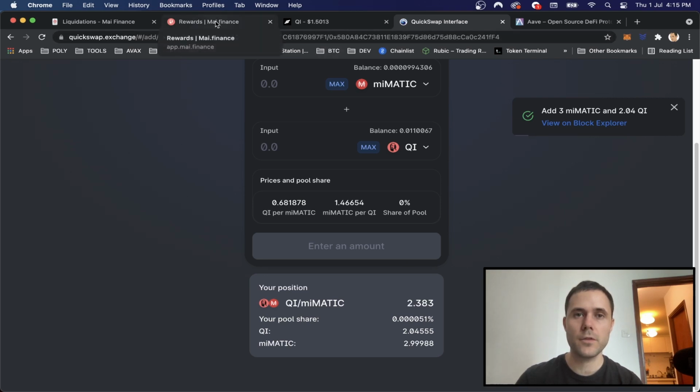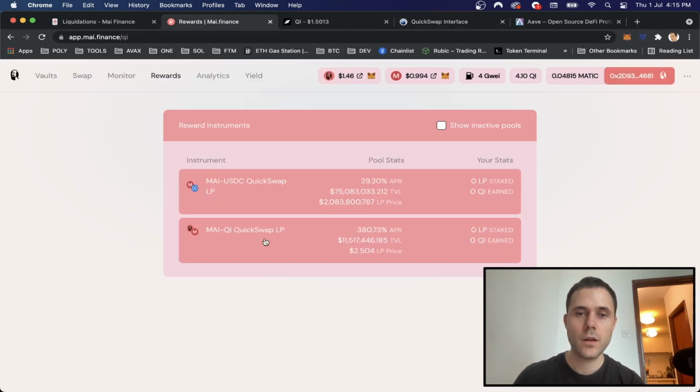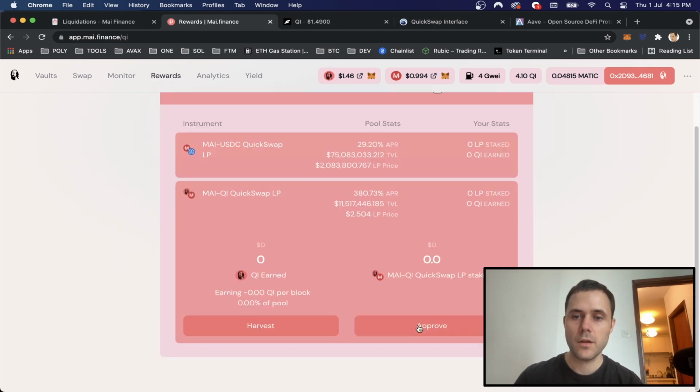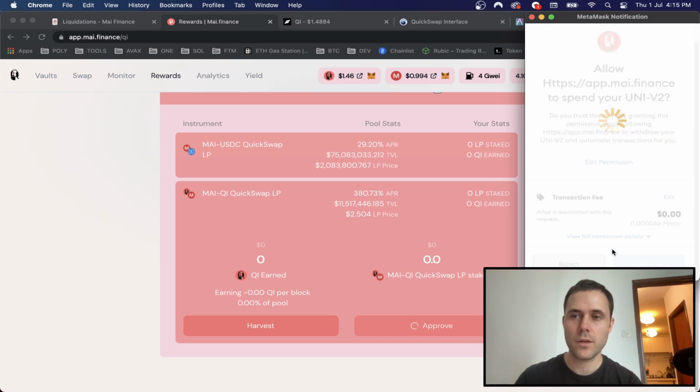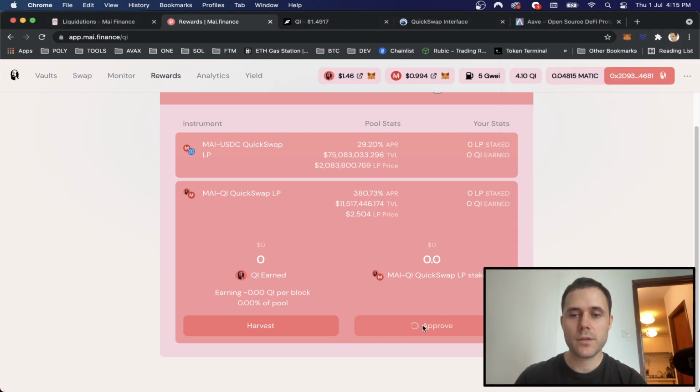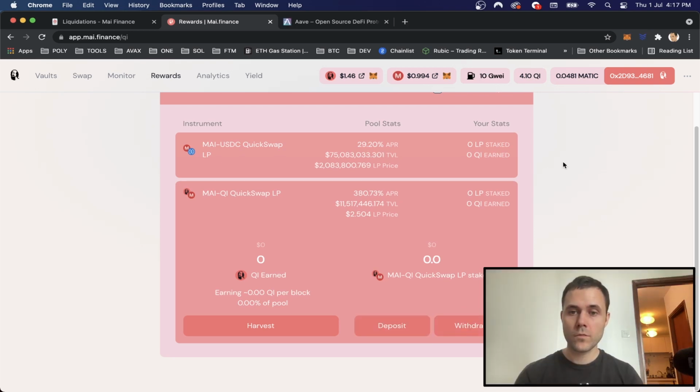And now what we want to do is come back to Mai Finance. And then we can click on the Mai Chi QuickSwap LP. And we'll have to approve this. And we just need to sign this and confirm. And then once this is confirmed, then we should have an option to deposit. Okay, now that's done, we have the option to deposit and withdraw.